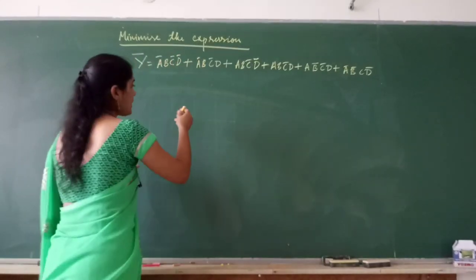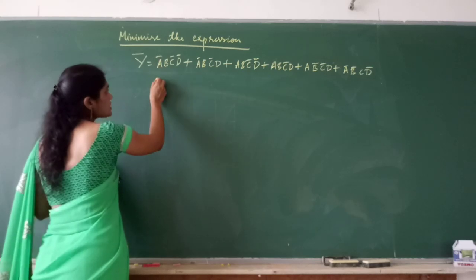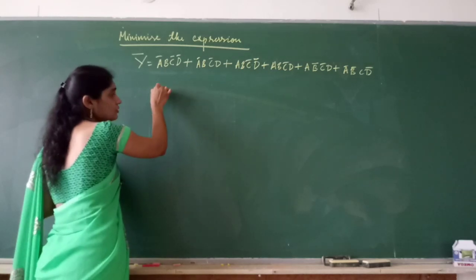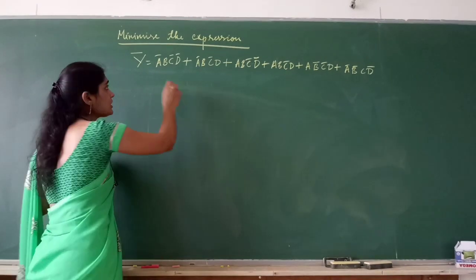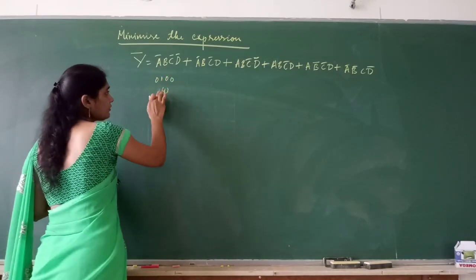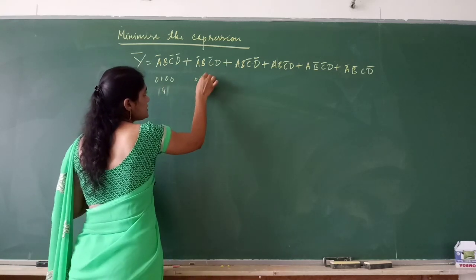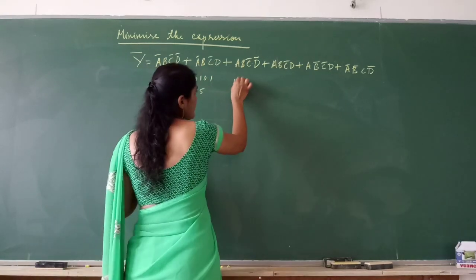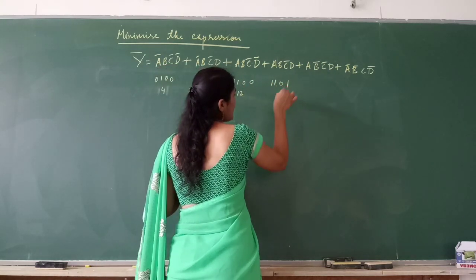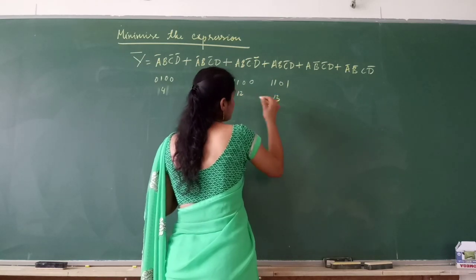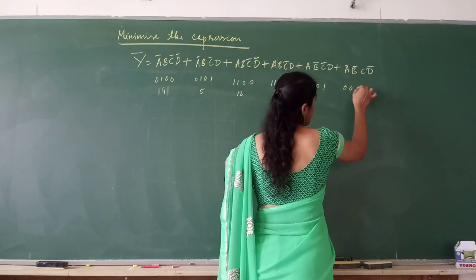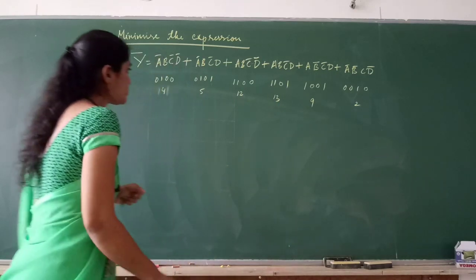If I have to solve using the K-map, I need to list out the min terms. So I have to write the binary equivalent value for each term, then the decimal equivalent. Those min terms I am supposed to write in the K-map. So 0, 1, 0, 0 is 4. Then 0, 1, 0, 1 is 5. Next 1, 1, 0, 0 is 12. Next 1, 1, 0, 1 is 13. Next 1, 0, 0, 1 is 9. Next 0, 0, 1, 0 is 2.